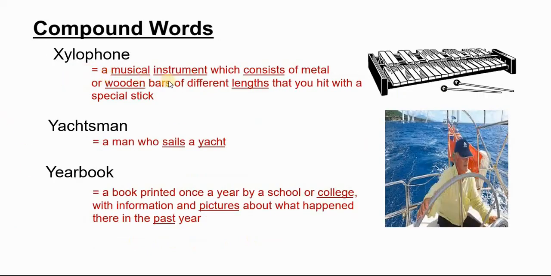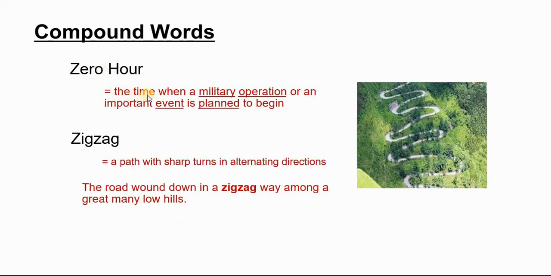Xylophone, a musical instrument which consists of metal or wooden bars of different lengths that you hit with a special stick. Yachtsman, a man who sails a yacht. Yearbook, a book printed once a year by a school or college with information and pictures about what happened there in the past year. Zero hour, the time when a military operation or an important event is planned to begin. That is zero hour. Zigzag, a path with sharp turns in alternating directions. Example, the road wound down in a zigzag way among a great many low hills.